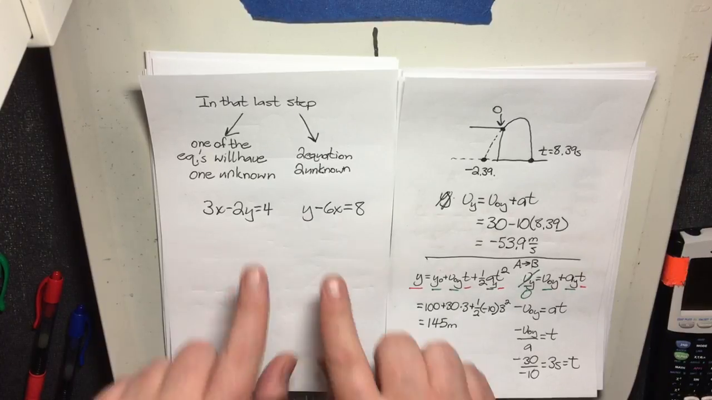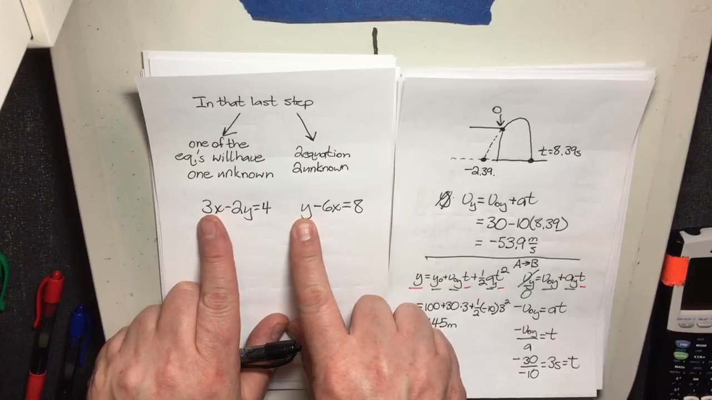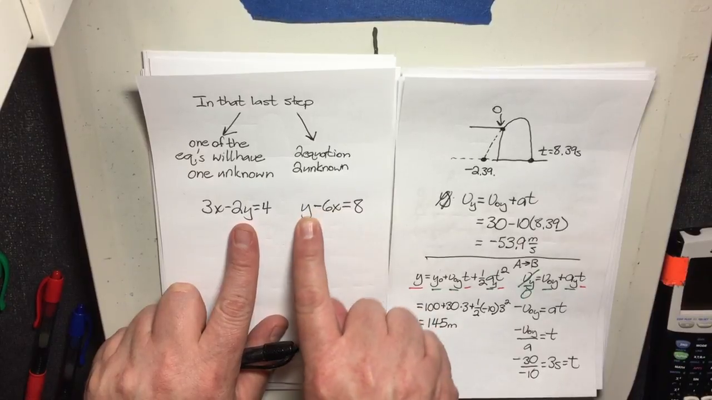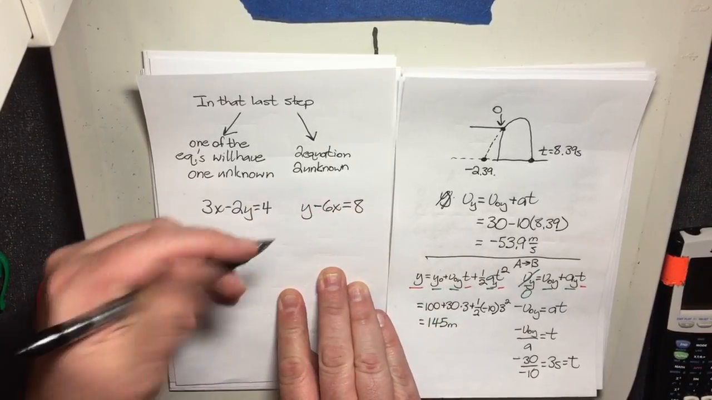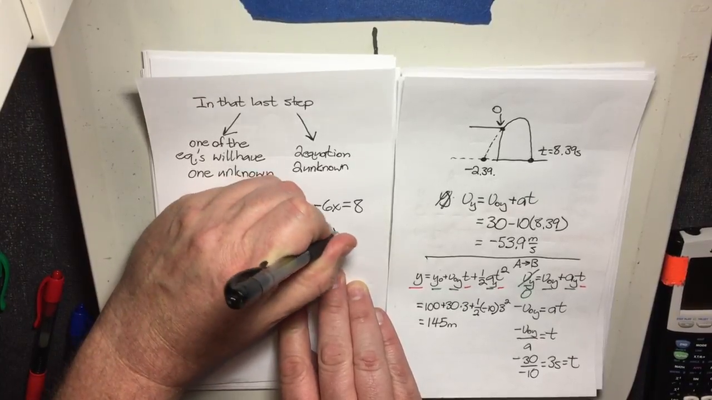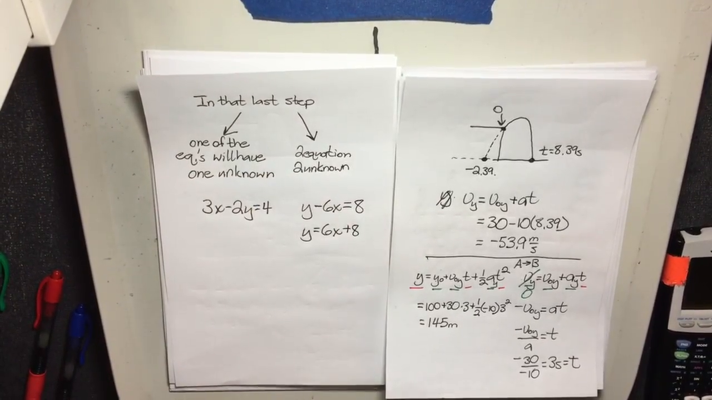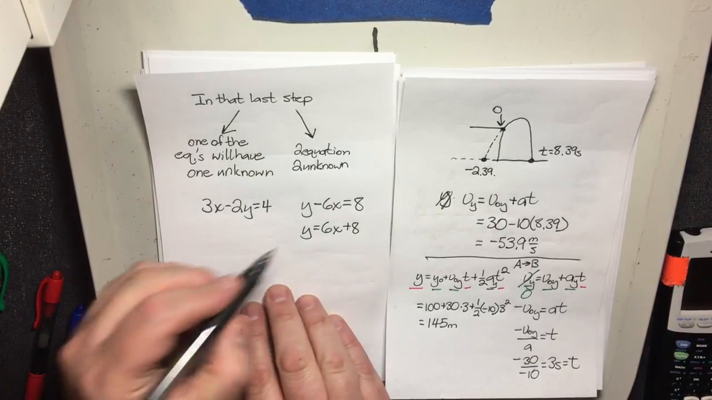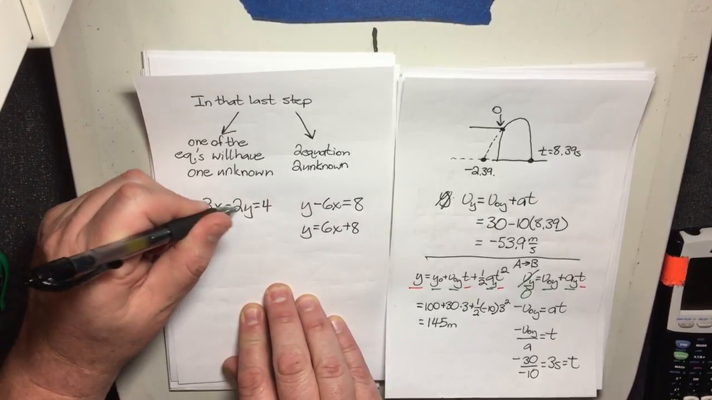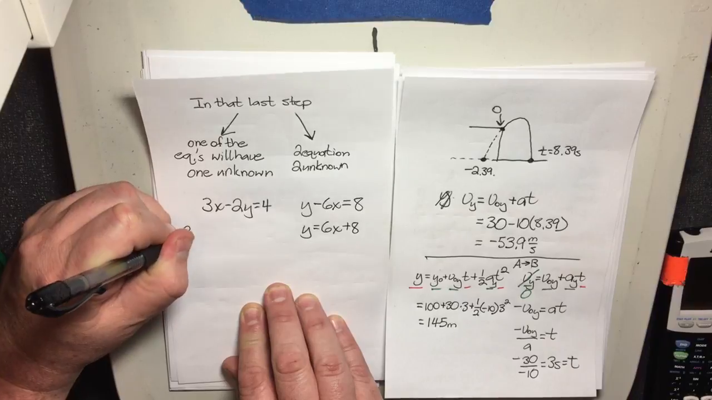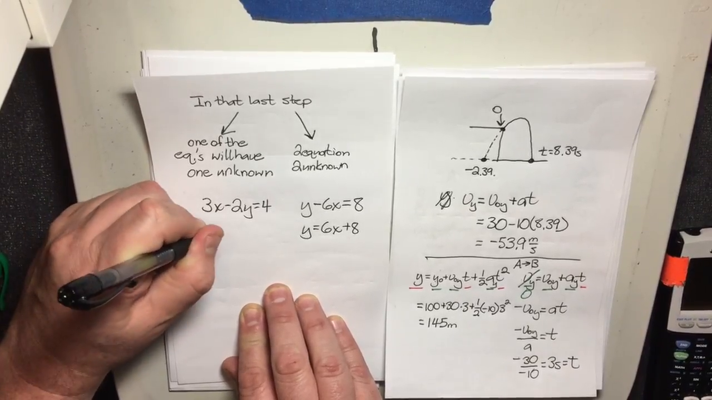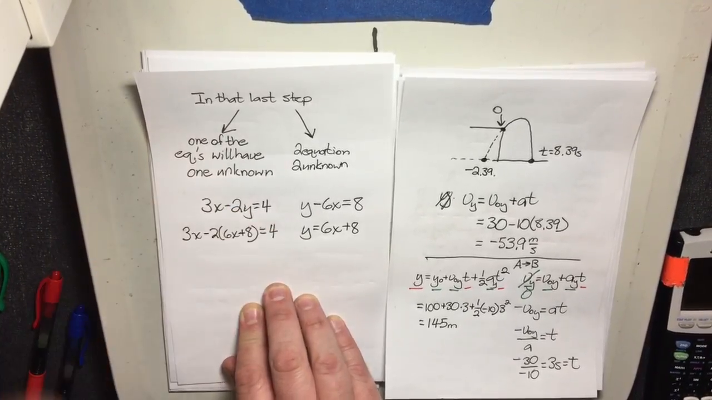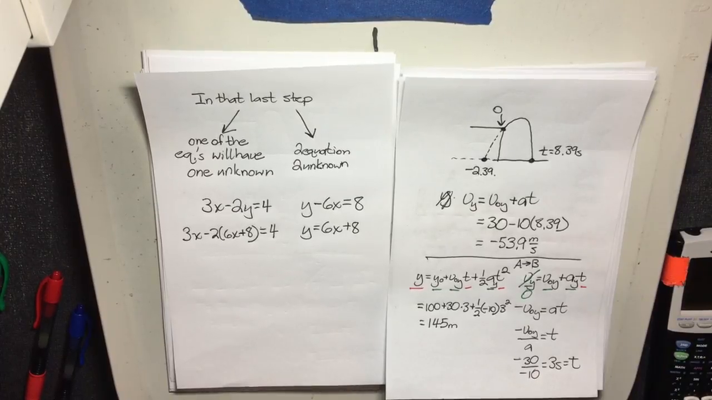What you do, you look at these equations and you isolate one of the variables. Let's look at this one. This one, it's easy to isolate y. You just move 6x over here. I now have y as a pure expression of x. And then I plug that into here. So 3x minus 2y equals 4 is 3x minus 2 times the quantity negative 6x plus 8 equals 4. All I did was substitute the y into the x equation.